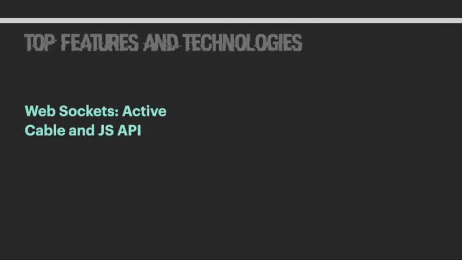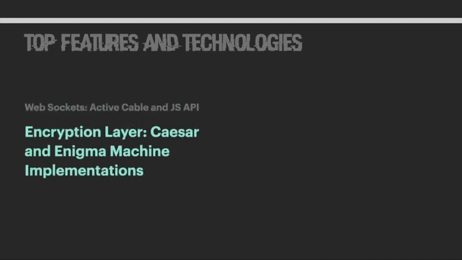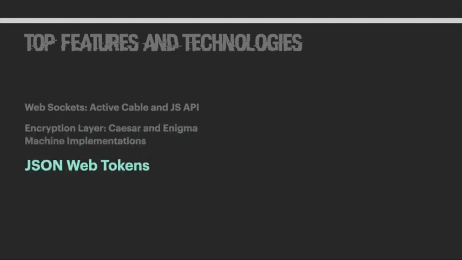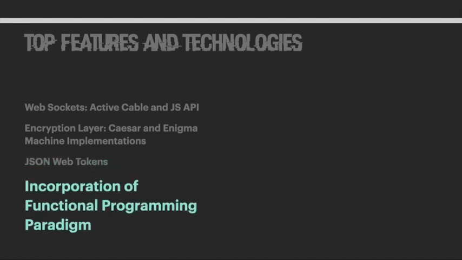Some of the top features of this application include WebSockets, which allow for real-time transmission of information to and from the server for all clients that are connected. In the front end, I use the built-in JavaScript API. And in the back end, I use ActionCable for Rails integration. The encryption layer, which allows users to encrypt using a Caesar cipher or the World War II Enigma machine, JSON Web Tokens for authentication and secure sign-in, and incorporating functional programming into both the front end through the JavaScript scripts and in the back end in the design of the Enigma machine's implementation.